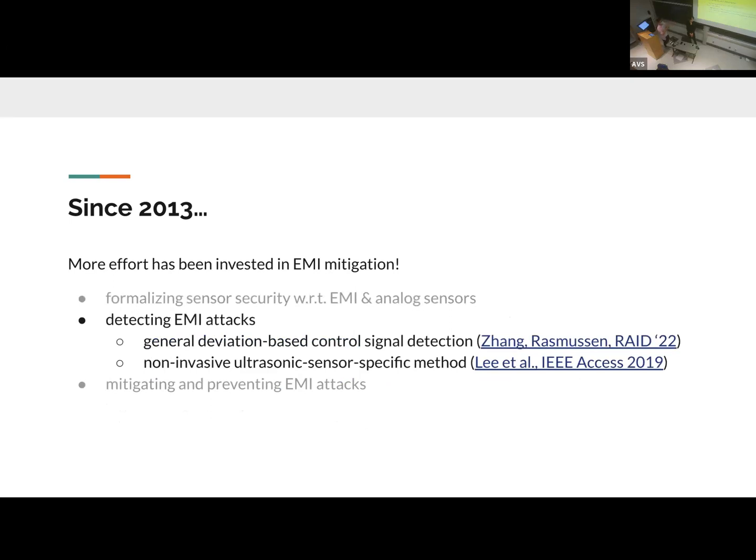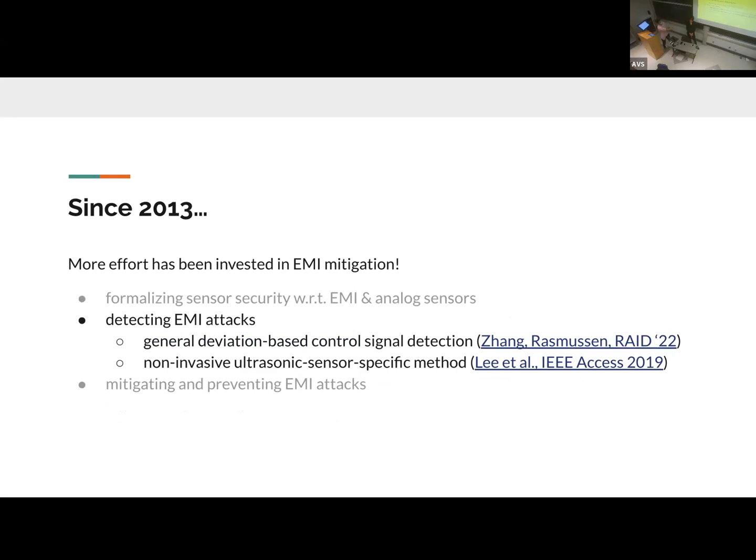So first, Lee talked about this very general signal detection thing where you look at a contamination metric and see how off or deviant your signal is. Zhang and Rasmussen in RAID 2022 expand upon this, providing various metrics, not only just the root mean square. In addition, there are specific context application ones that you can do. Lee talked a little bit about the heart.